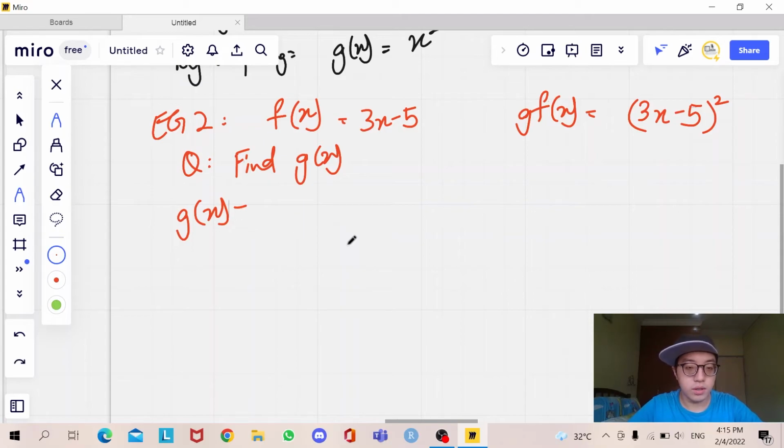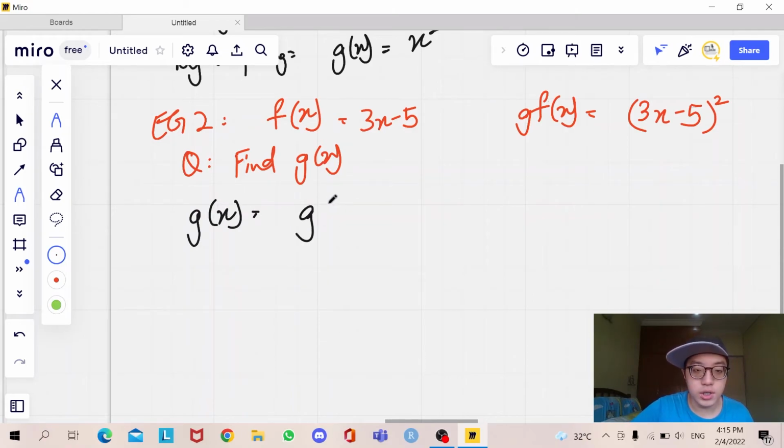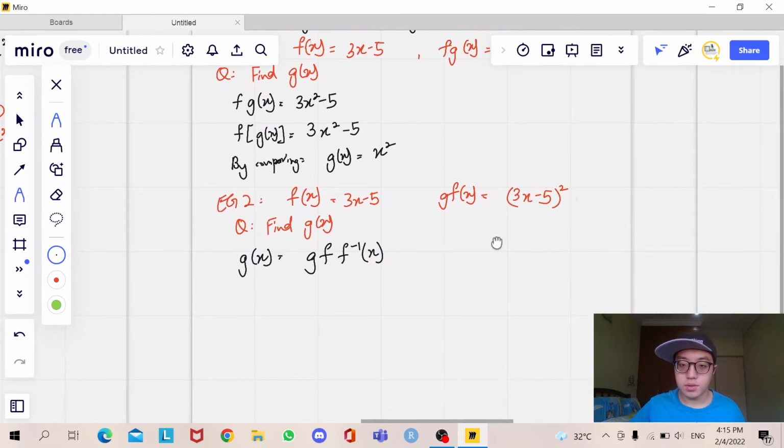g(x) is equal to g(f(f inverse(x))). All right. How does this work? Because f of f inverse x is equal to x, basically nothing. All right. Because where can I write this? Okay. From here, you can see that.